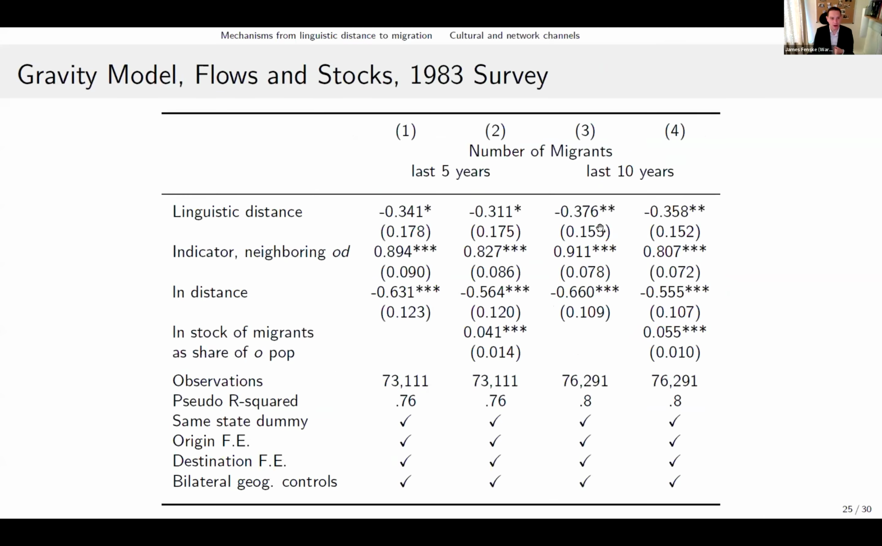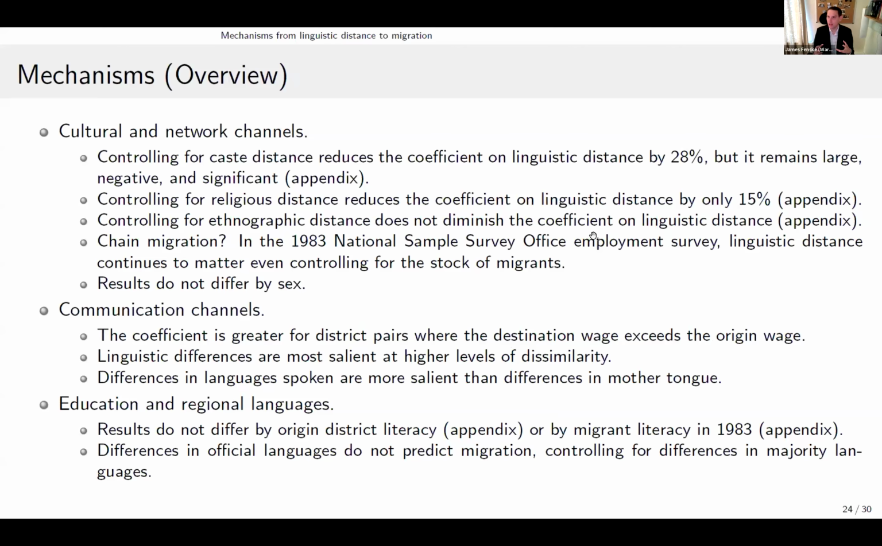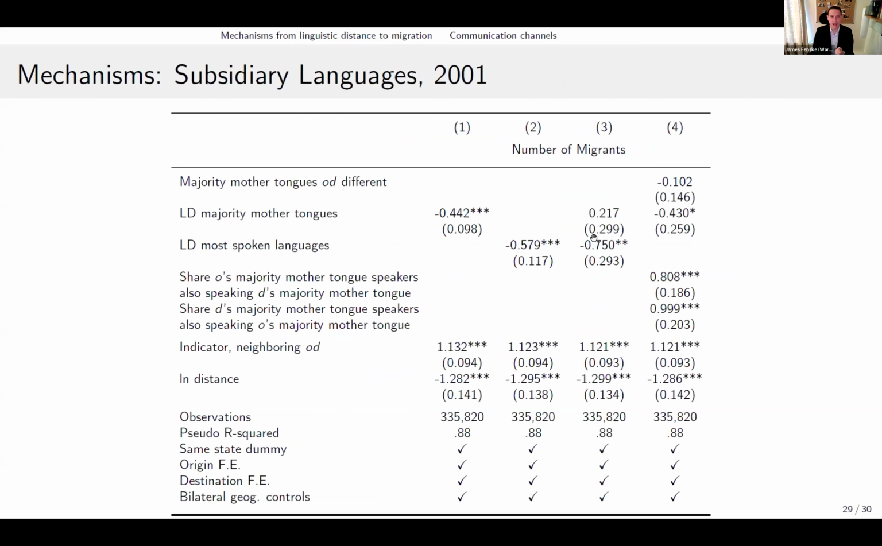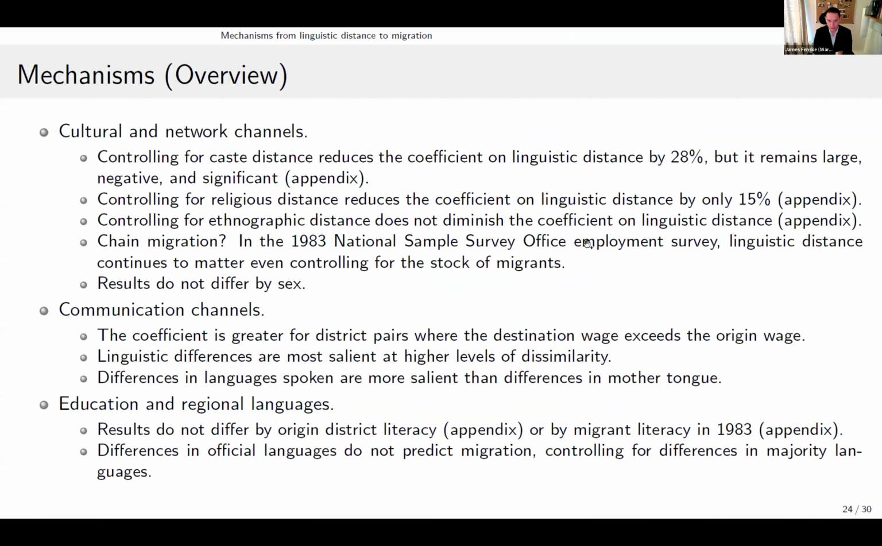Could this be something that either regional languages have fixed or that rising education has fixed? Here, we don't find evidence of that. If I were to look at language, and sorry, haven't brought the tables. If I were to look at literacy, results aren't that different for literate migrants and illiterate migrants.